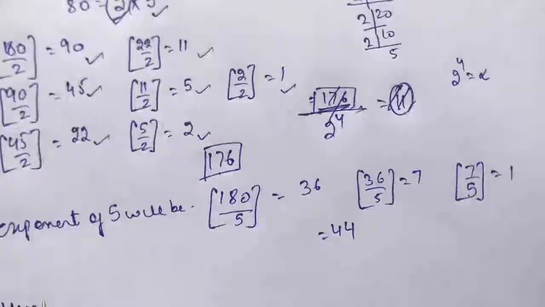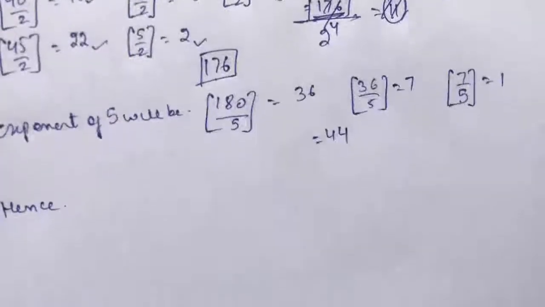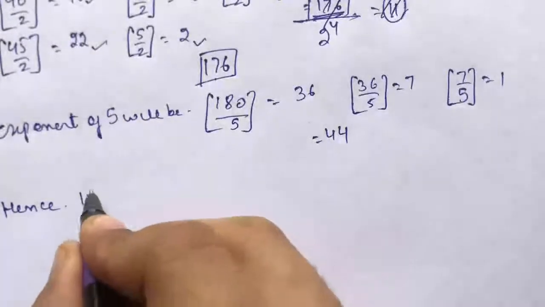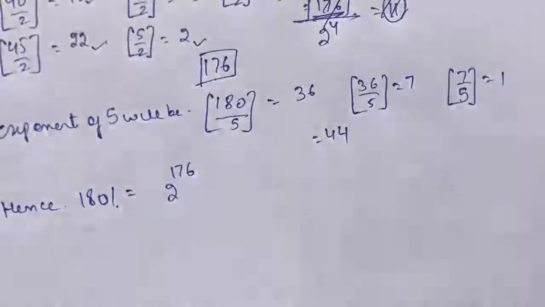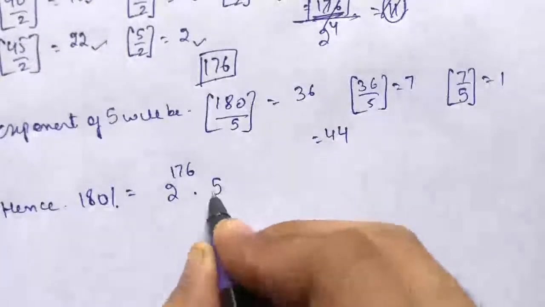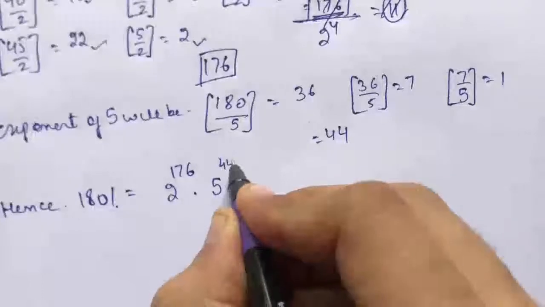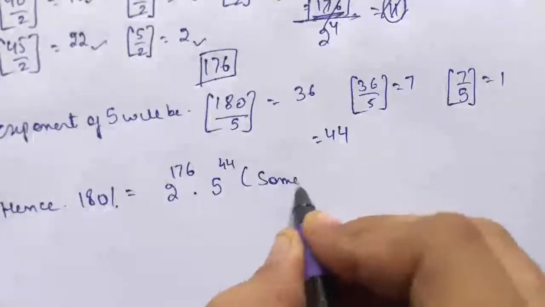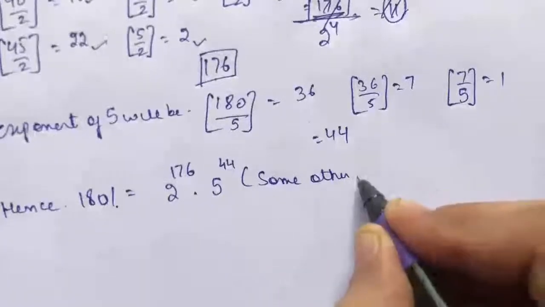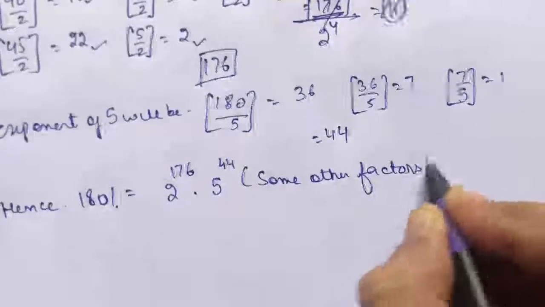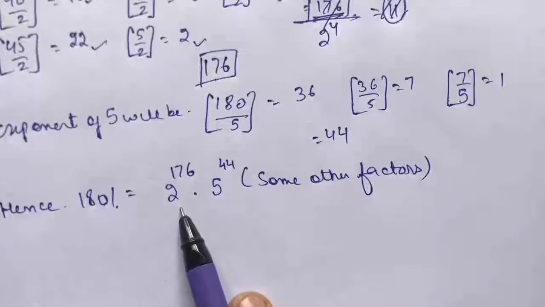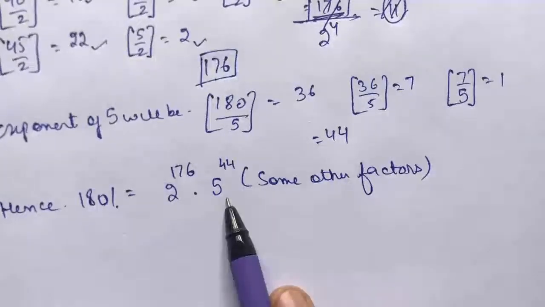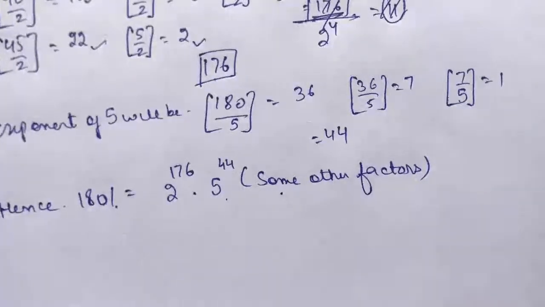Hence 180 factorial could be written as 2 raised to the power 176 into 5 raised to the power 44 into some other factors. Those are not of our use. This will be the case because we have calculated the number of 2's here and the number of 5's here, and 180 factorial is going to be a big number, so there will be some other factors also.